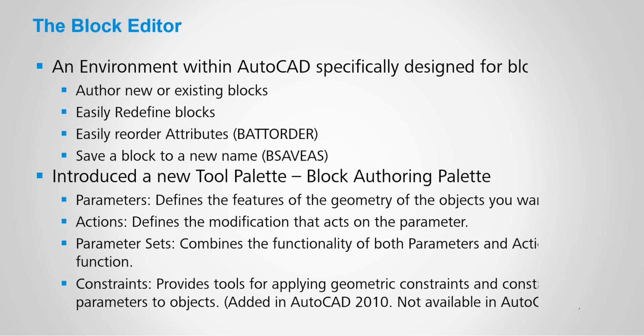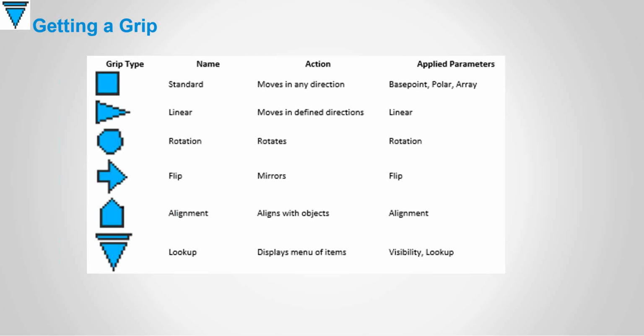The final slide here, just to give you an idea of what you'll be seeing as far as some of the grips associated with blocks. I won't get into true detail about all of these, but the different grip types are associated with different actions and parameters that have been assigned to a dynamic block. So you have your standard grip, which is basically you pick it to move a block, and that can also be applied to parameters. You have a linear grip, which allows me to move in a predefined direction, a rotation grip, a flip grip, basically a mirror grip, and an alignment grip. This is a very cool grip to allow you to align with a specific object.